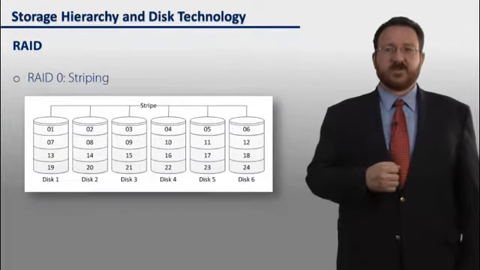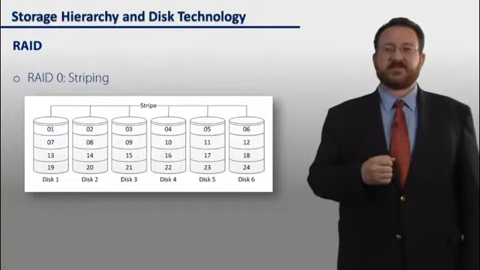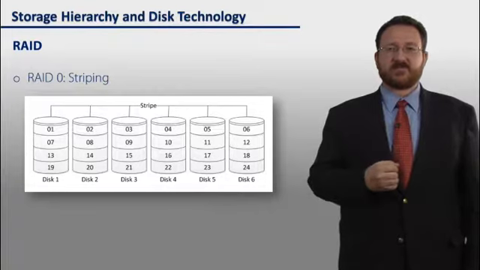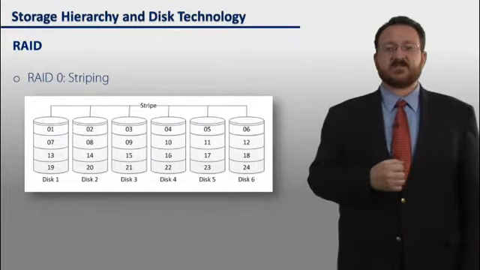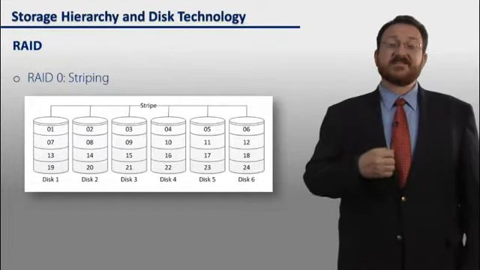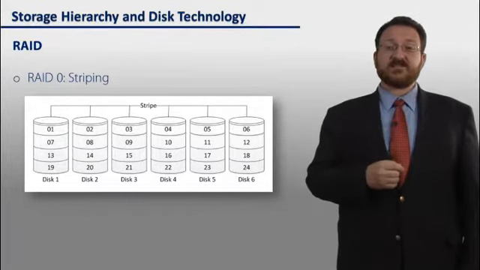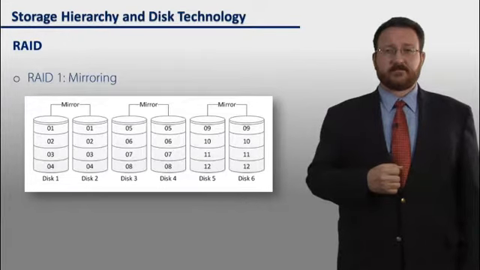RAID level 0 is striping. In this particular instance, we show 6 disks. Byte 1 is in the first disk, byte 2 is in the second disk, byte 3 is in the third disk, and so on. Once we've hit the 6th byte, we wrap back around to the first one. And so what we're going to be able to do is spread out our I/O requests across many different disks. This is very similar to memory interleaving. Unfortunately, if one of these disks fails, then we lose the entire stripe.